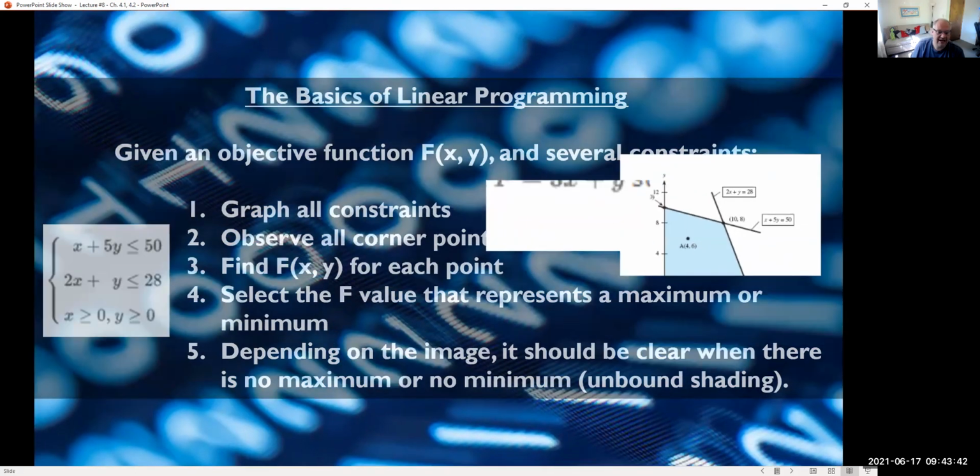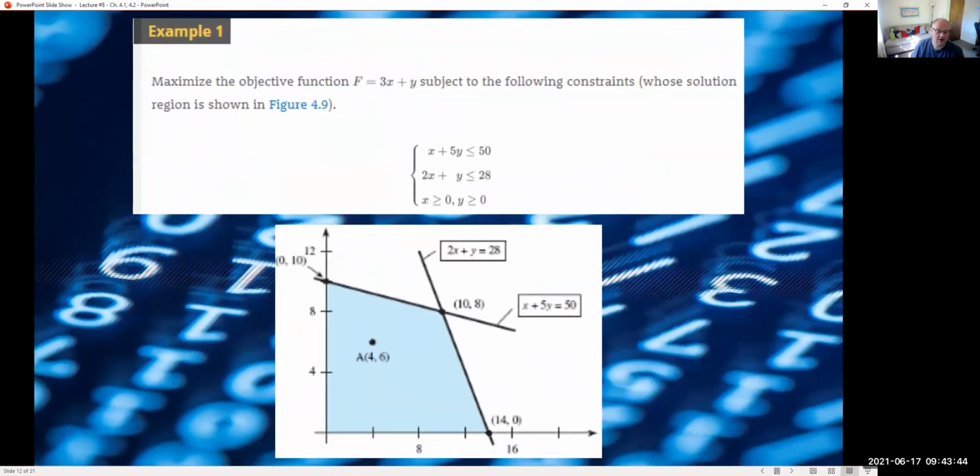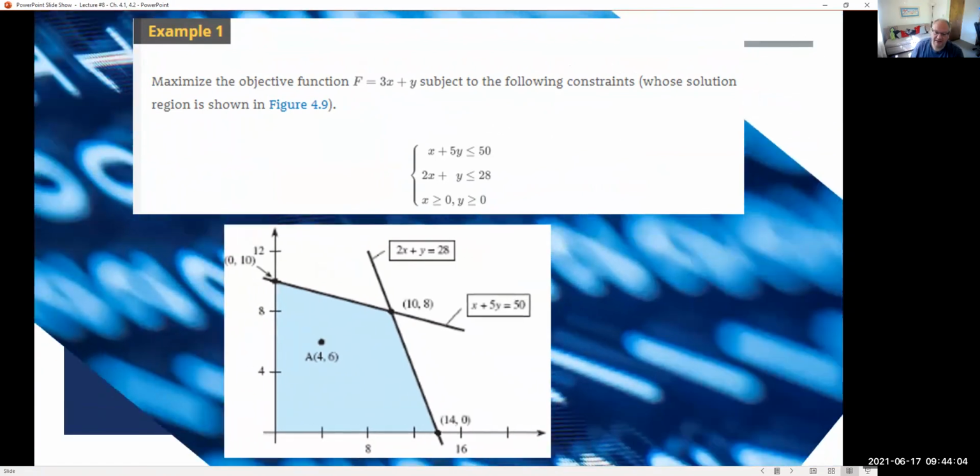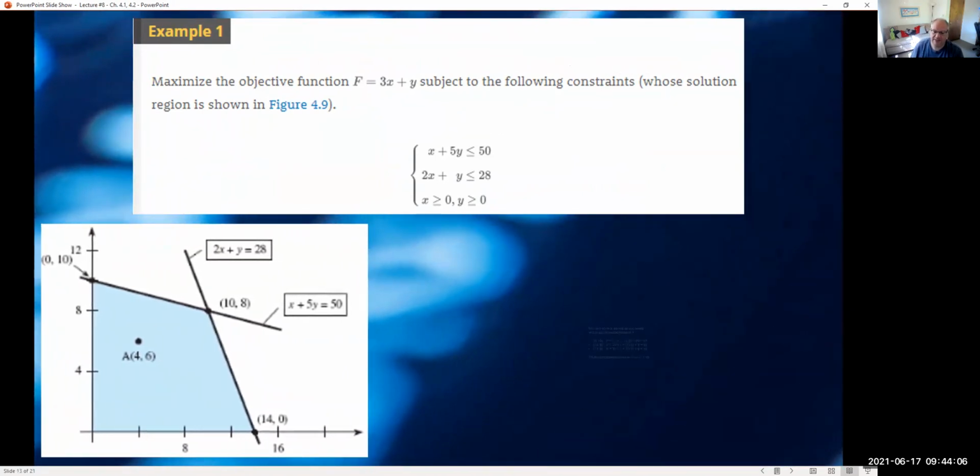So what we do next is we figure out first, are we maximizing or minimizing? Look at the actual question. Example 1 says maximize. Maximize the objective function, and we give f equals 3x plus y. As you see, I used that for our example when I was explaining the objective function. And here we have three constraints. So you would go right into Desmos and graph it and get these points. We have 0, 10, and 10, 8, and 14, 0.